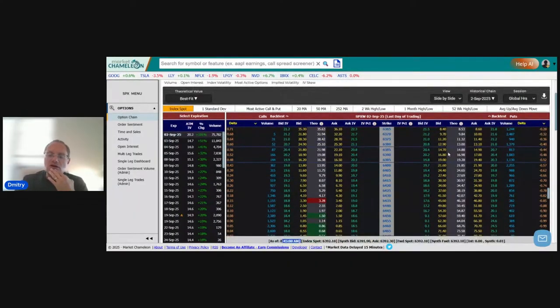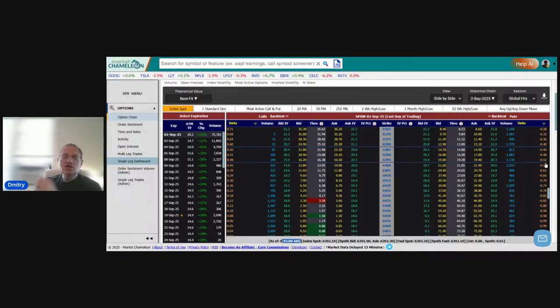So the idea here is, since there's a lot of trading going on and we want to get a sense of where there's some concentration or what may be going on, we need some tools to help us analyze this without having to go one strike or one option at a time. We could get some tools to help us break down that option trading volume. So one of the tools here is the single leg dashboard.